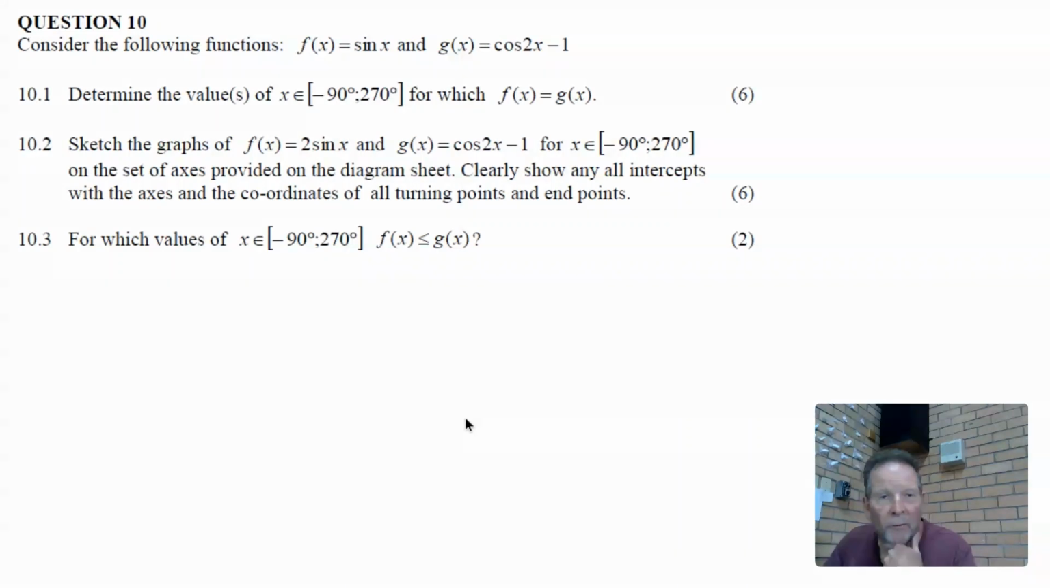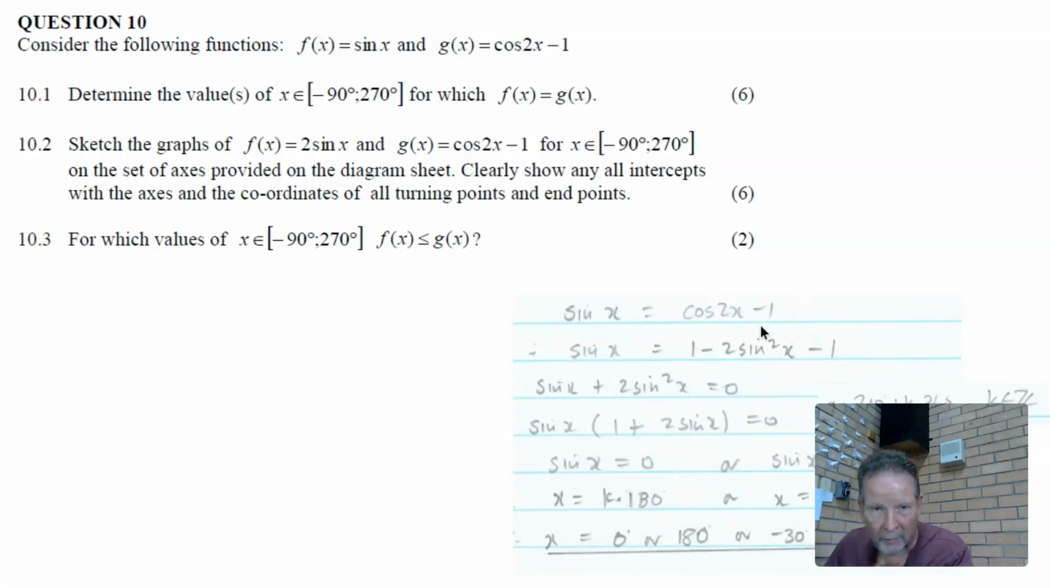Let's try this question. They're starting to get pretty familiar here, because here's a graph type question, but we're supposed to find out where f equals g. It's a bit of work, 6 marks. So the first thing we must do is go sine x equals cos 2x minus 1.